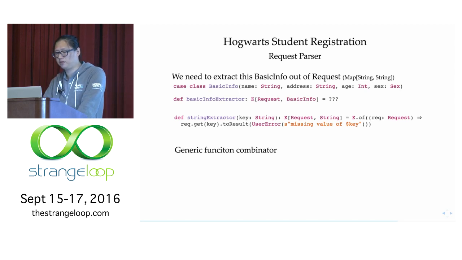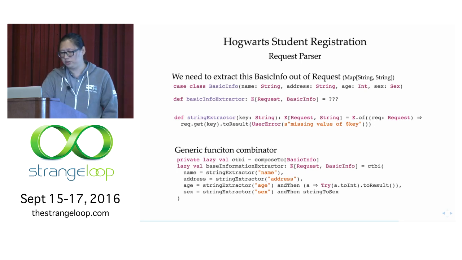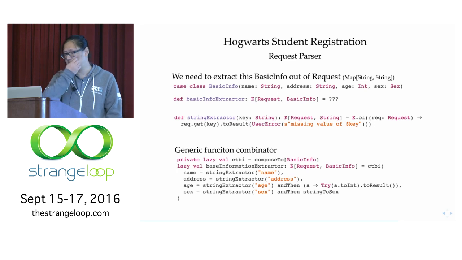Now, how do we get from there to the extractor from request to basic information? This is where the generic function combinator is first introduced. So you call this compose2 basic information. The compose2 is provided by Hankin K, which is basically just using the kitten.sequence generic. And this one provides a function combinator to combine multiple functions, or multiple anything actually, into anything of basic info.